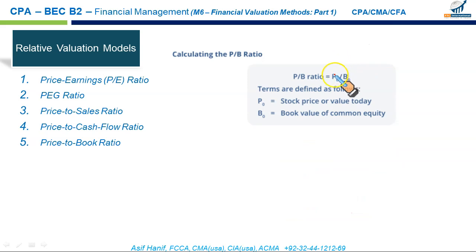So dividing your market price per share over book value per share, this is called the PB ratio. And let's do an example to explain the concept. Let's say your market price per share is $100. And when you divide your equity by the number of shares, this will give you book value per share. Book value per share comes out to be $20.